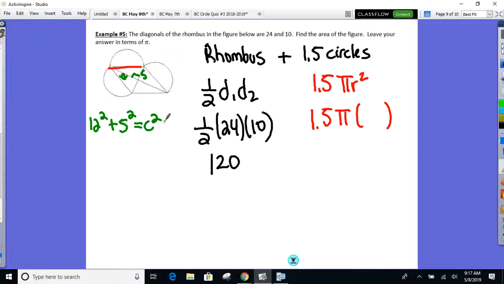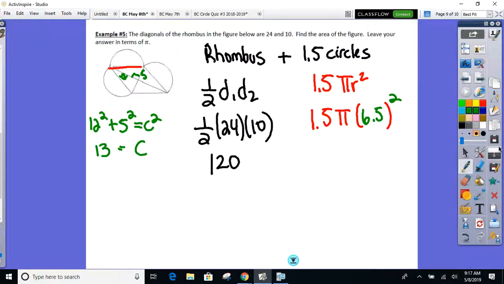That will not get you the radius. It will get you the diameter. What are we finding as the diameter? 13, which would mean the radius would be 6.5 squared. Hey, directions. How are we leaving our answer here? In terms of pi, nobody should be touching the pi button then. Should be 1.5 times 6.5 squared. And what do we end up with? 63.375 pi.